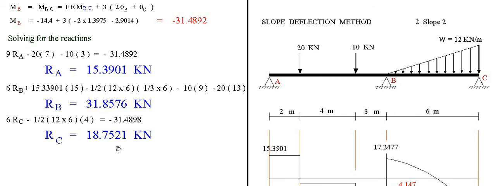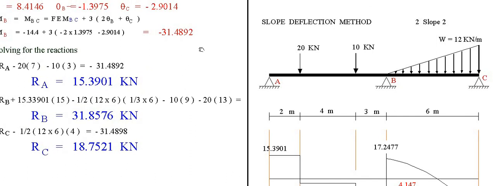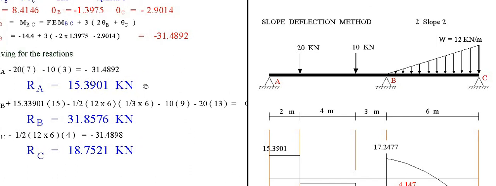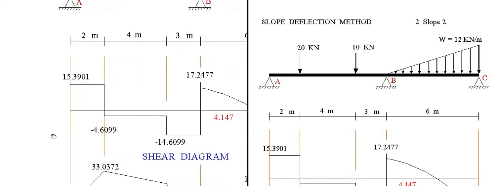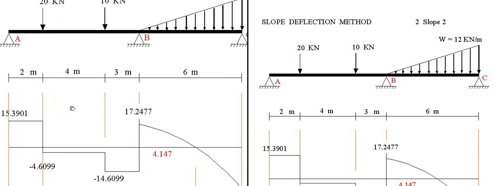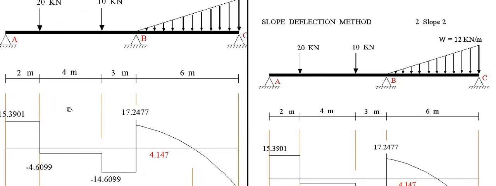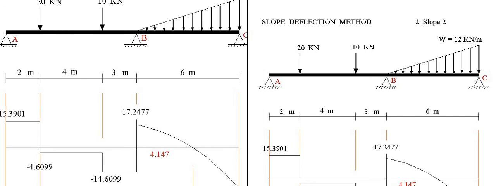If you add the three reactions, the sum of this, I think, is 66. Okay, just check the summation forces of this. This is your checking. Always take moment to solve all the reactions. Do not take summation forces vertical. Okay. Next, we have the shear and moment diagram. Because all the reactions are given, all the moments are given, we have this.